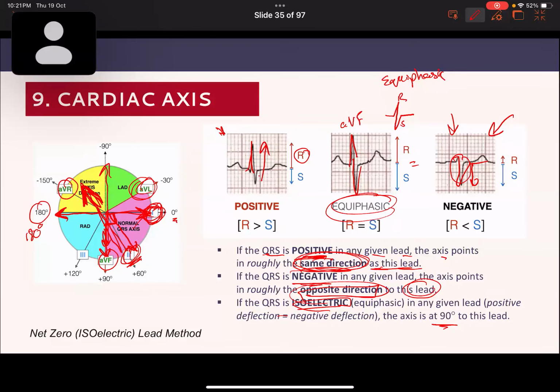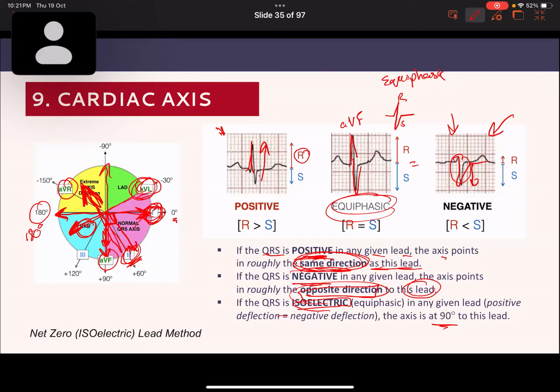We were talking about AVL. And we said it's negative, so it's pointing to the opposite side. So it's going to be more of the right axis deviation. So the cardiac axis is going to lie in the area of the right axis deviation. I know this is complicated, but the more you guys draw this graph, the easier it's going to get.